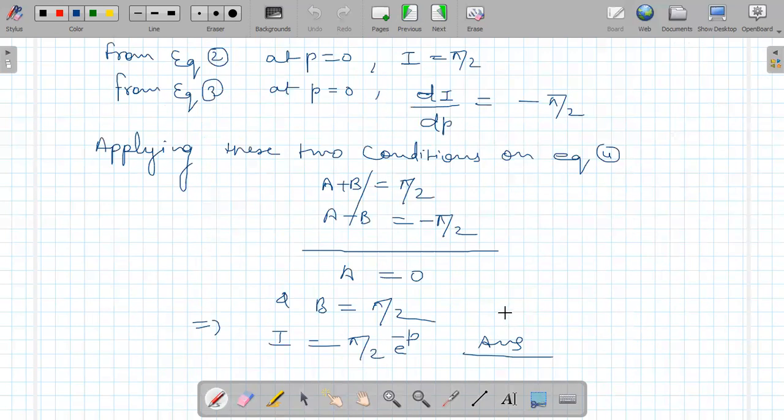That's all. I'll discuss more problems on Fourier sine and cosine transform in my next lecture.